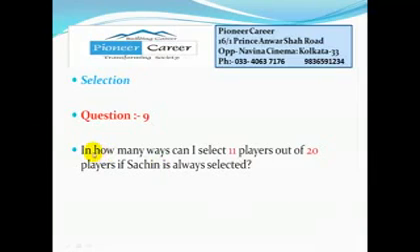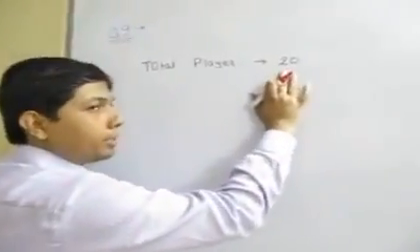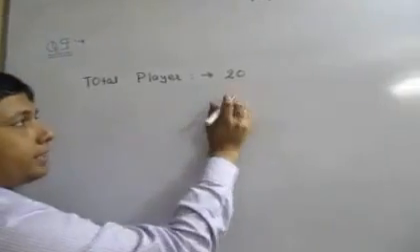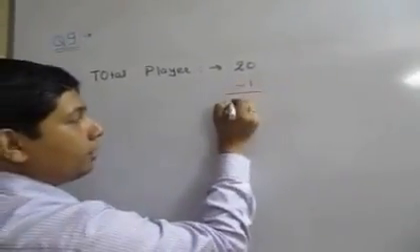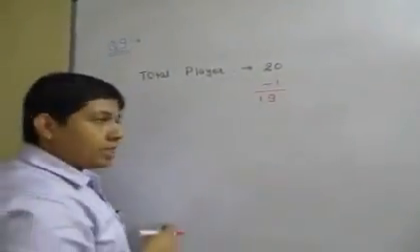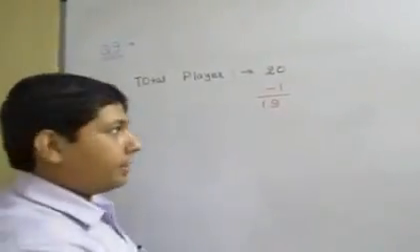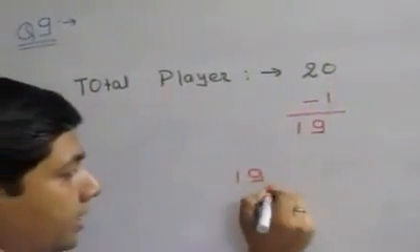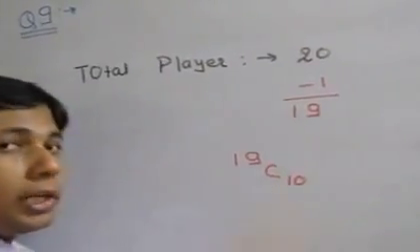Next is question number 9. In how many ways can I select 11 players? We have to select 11 players out of 20 players, but Sachin is always selected. So the given condition is that Sachin is always selected in the team. Here the total number of players is 20, and out of 20 we have to select 11 players. But it is given that Sachin is already selected. If Sachin is already selected, that means the total number of available players is only 19. We have to select 11 players, but Sachin is already selected. So out of 19 now we have to select only 10 players. So the number of ways we can do that is 19C10. We have to select only 10 players.